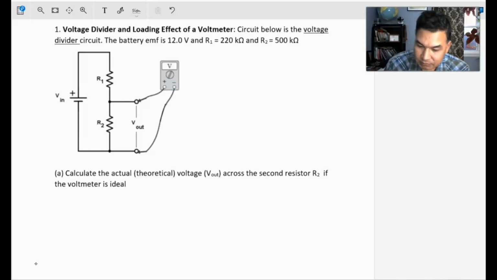So here's the problem. You have two resistors connected in series, and a 12 volt battery is connected across the series resistance of R1 and R2, and the given resistors are 220 kilo ohms for R1, and the second resistor is 500 kilo ohms. So these are the given values.